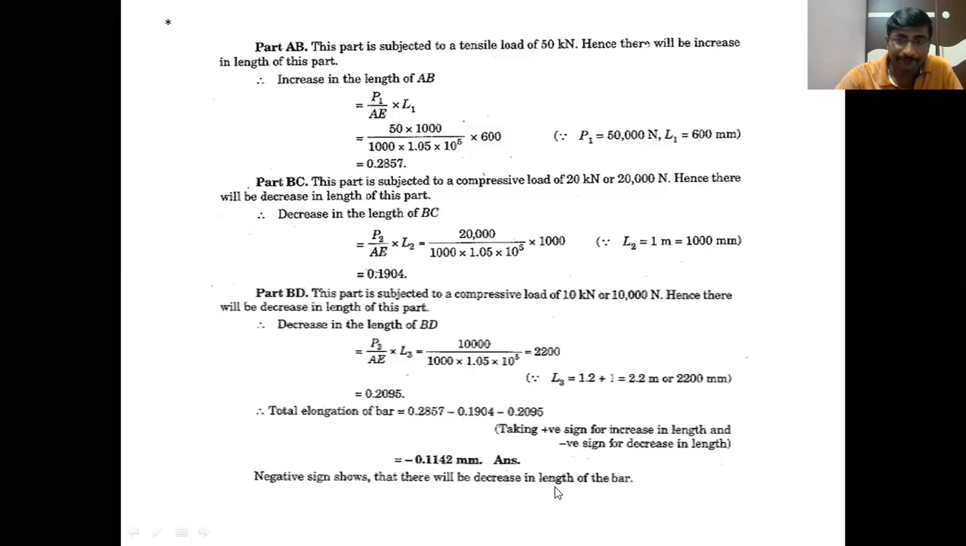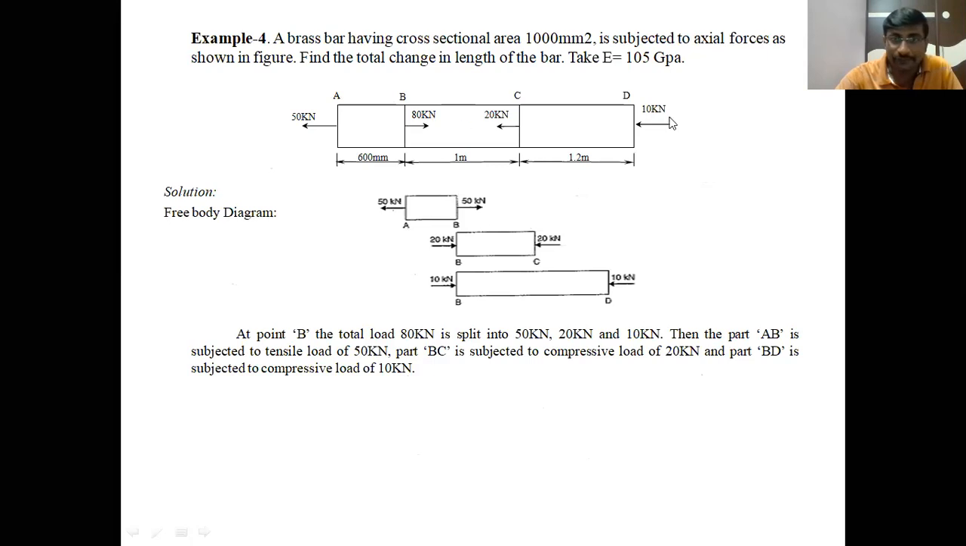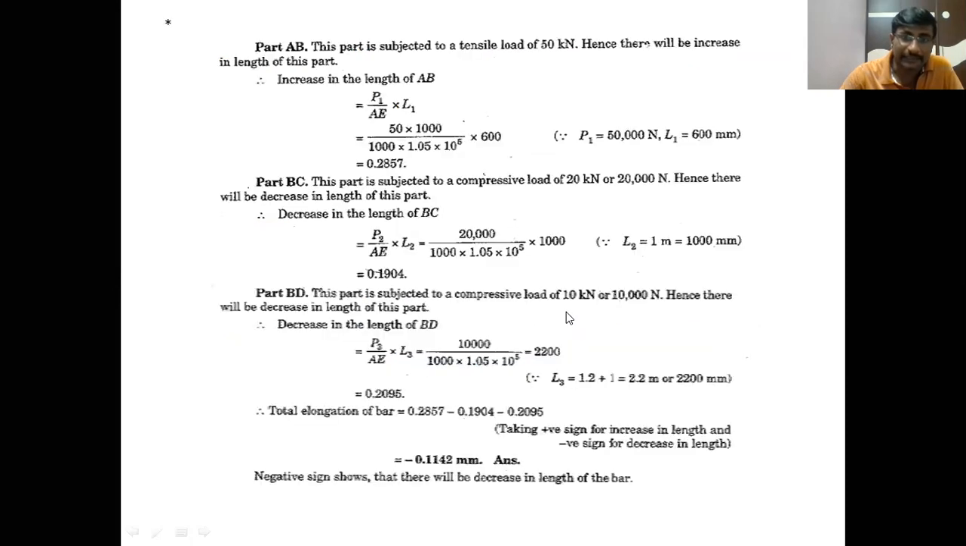So upon application of these forces on the ABCD member, the total length of the member, initially, is 2200 plus 600, 2800 mm. Upon application of these forces, 50, 80, 20 and 10 kilonewtons, its total length will decrease. How much does it decrease? 0.1142 mm. This negative sign represents decrease in length. Clear, students? Are you clear?